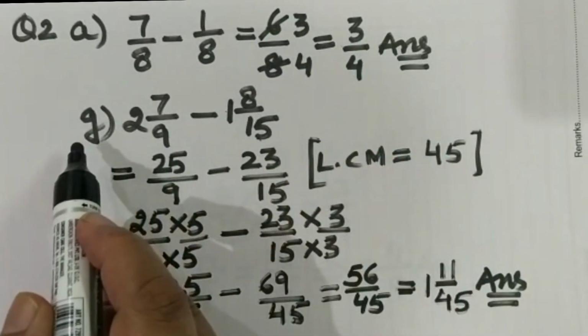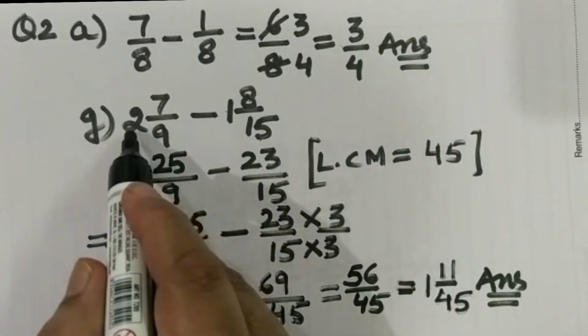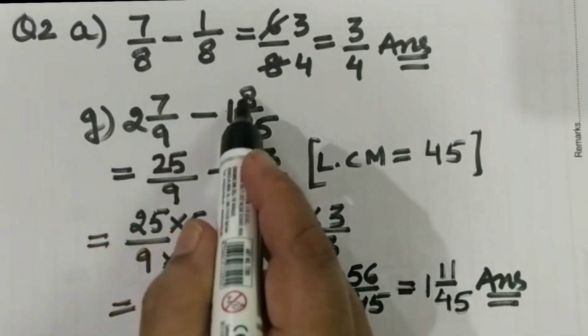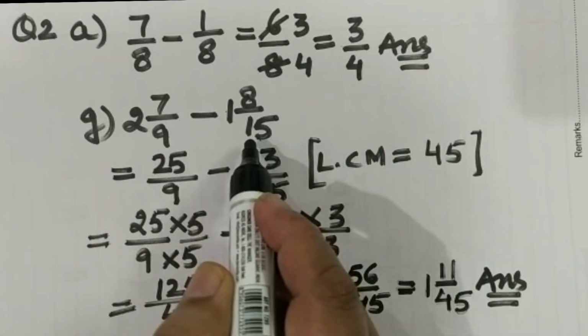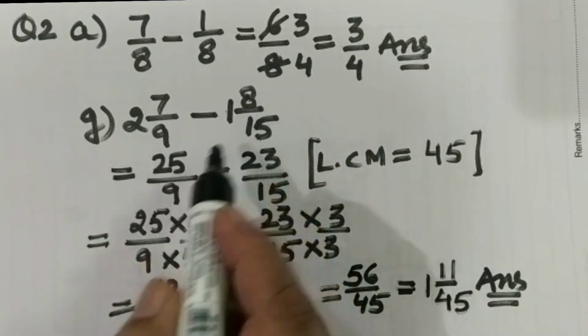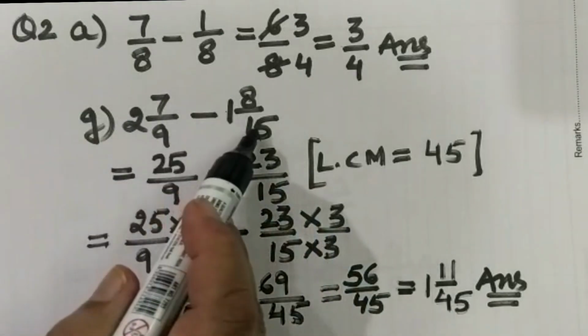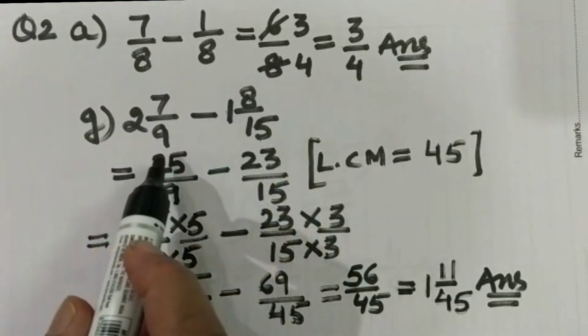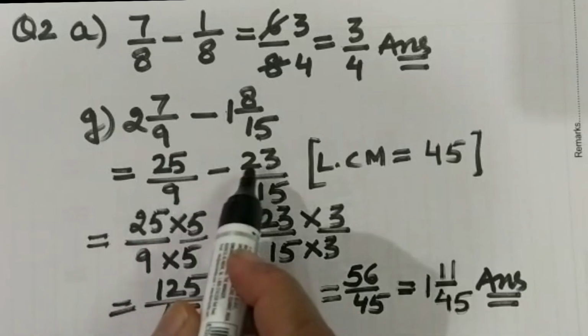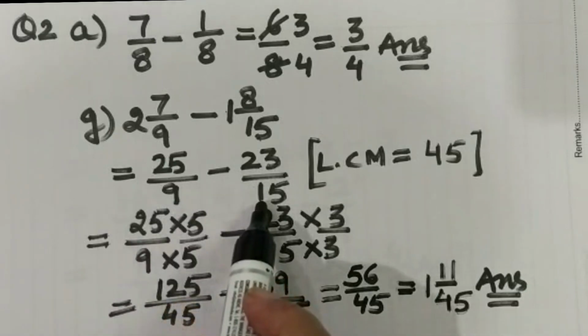We are watching G part. 2 whole number 7 by 9 minus 1 whole number 8 upon 15. First we convert into improper fractions. Multiply and plus. Multiply and plus. So we get 25 upon 9 and 23 upon 15.